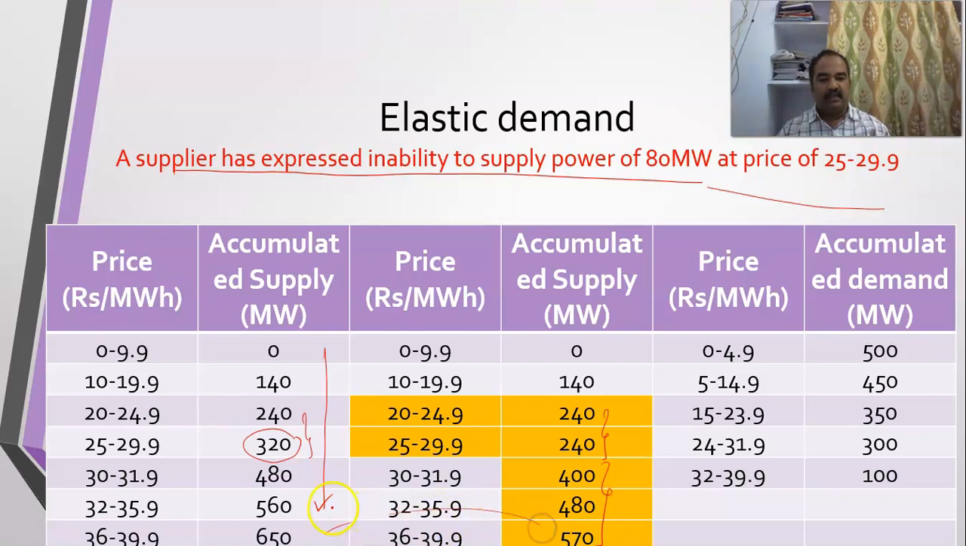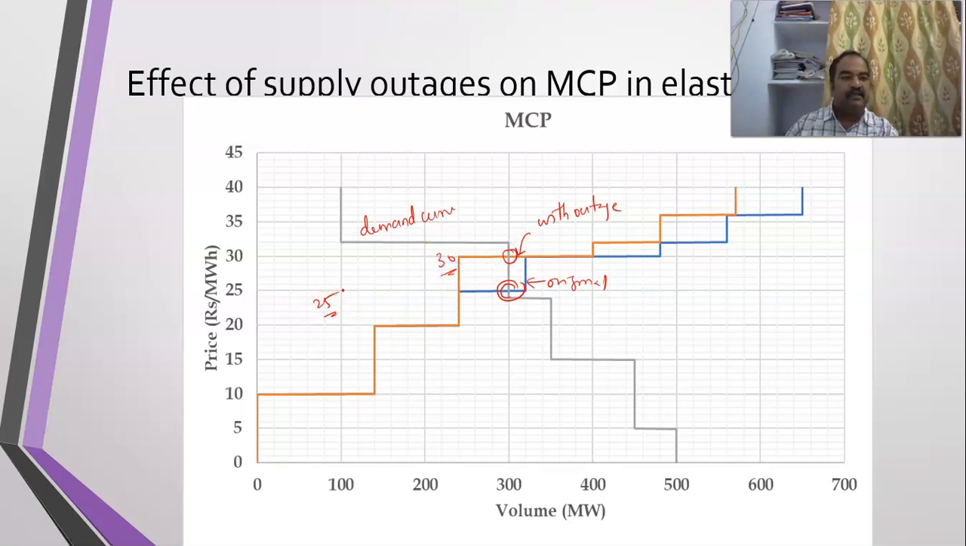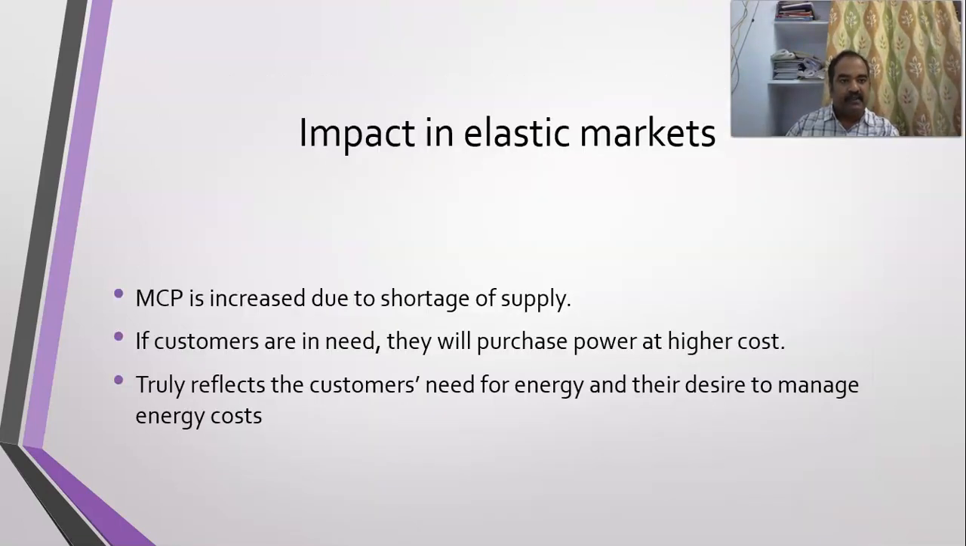If you carefully see, I will be having a reduced generation. So in this case, this is my supply. What is happening now? See here. This is the original supply curve, and this is the supply curve due to the outage. If there are outages, then automatically what happens? Earlier, this is the demand. So what will happen if there is an outage? Earlier this MCP was somewhere around 25, but because of this outage, it is somewhere around 30, if you carefully see. So any sudden outages will automatically increase the MCPs.